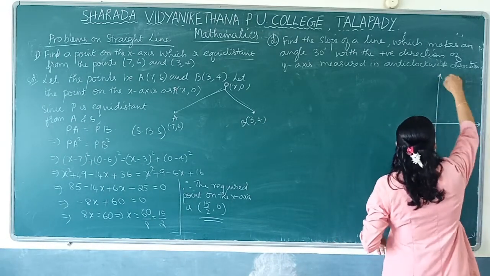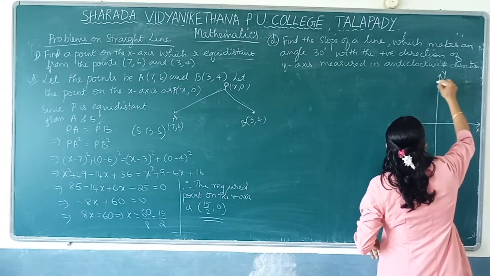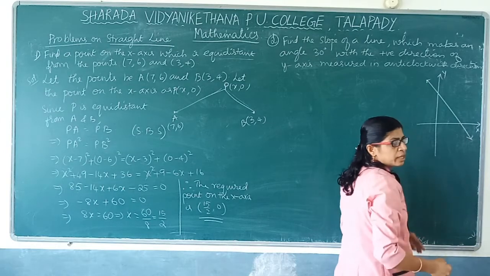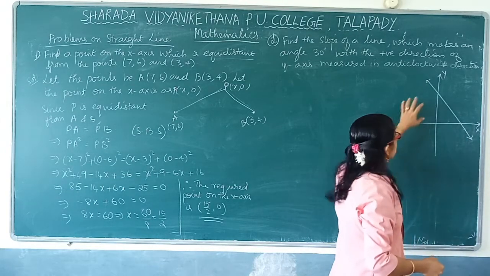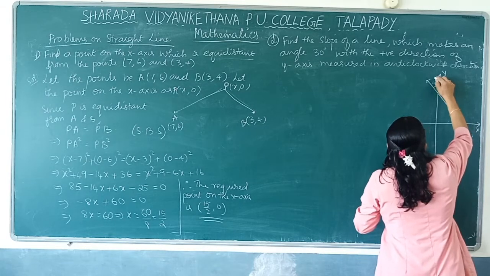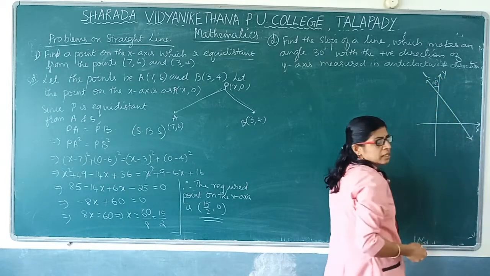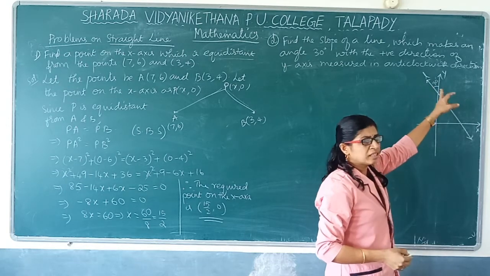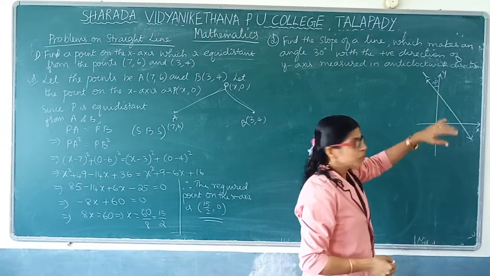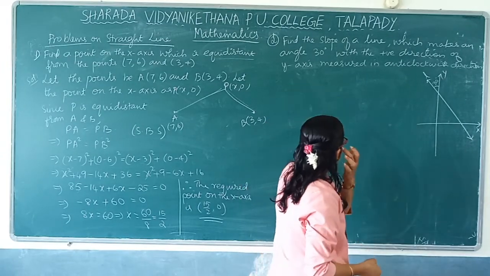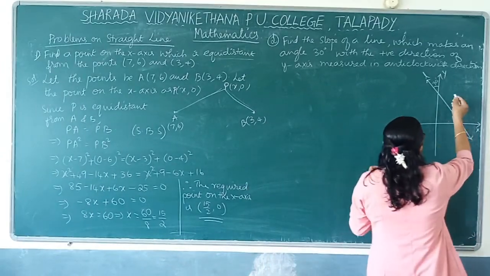So this is your x-axis, y-axis, and suppose this way you have the line. The positive direction of the y-axis is this one. Here you have 30 degree. This is your line L. This line L is making an angle of 30 degree with the positive direction of the y-axis, measured in the anti-clockwise direction.